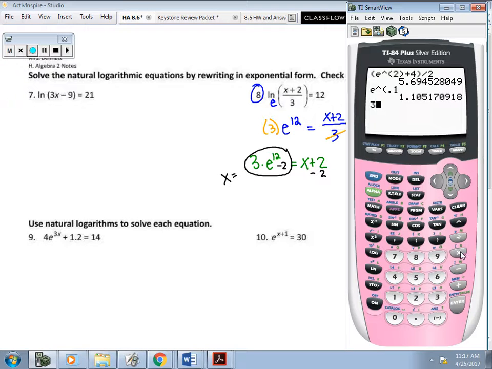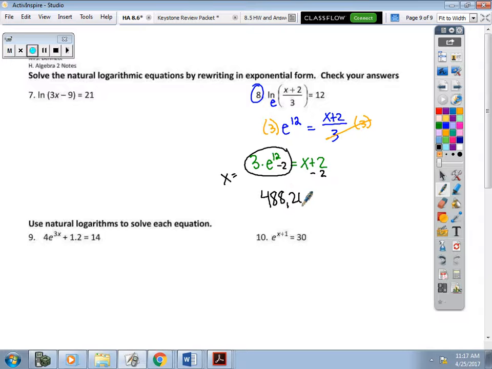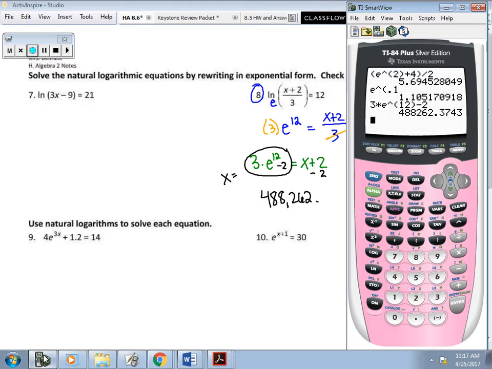So we'll have 3 times second ln gets my e to the 12th button. Close that parenthesis, and then we'll subtract 2 at the very end. I do want you to try all of this on your homework. Make sure you're not just going to the answer key and writing down the answer after you do this work, because a lot of you will get all the work right and you'll type it in your calculator wrong. So I want you practicing to make sure you know where the parentheses go, etc. So we should get 488,262.3743.